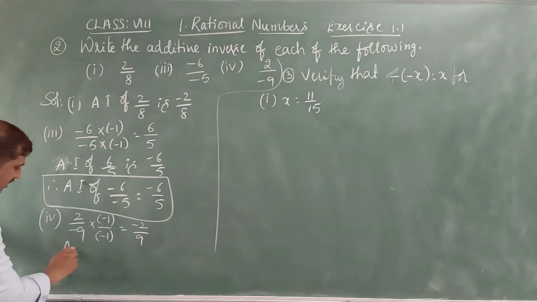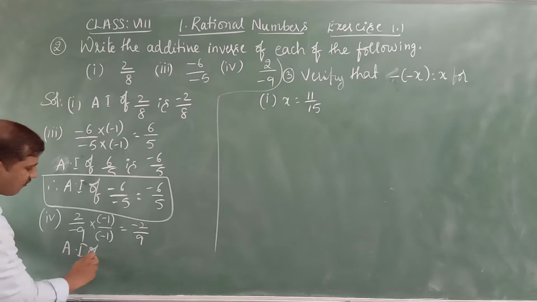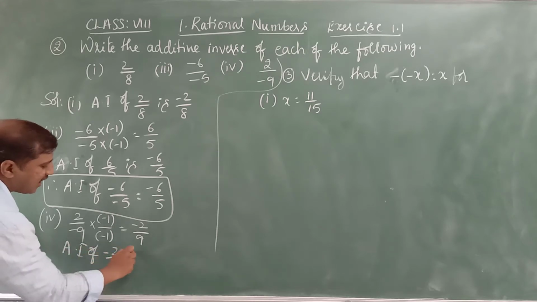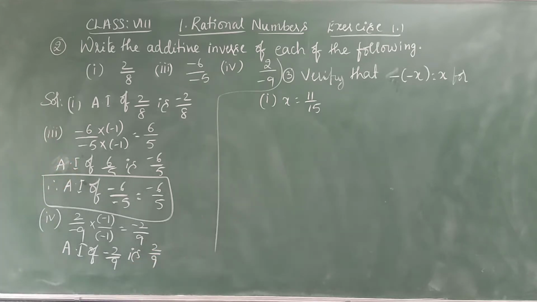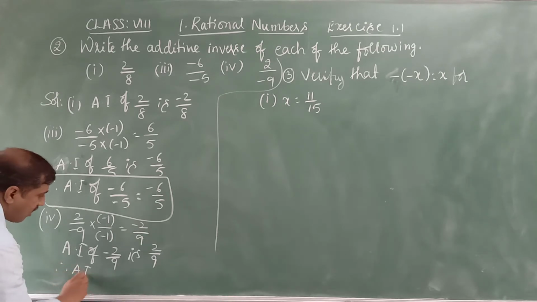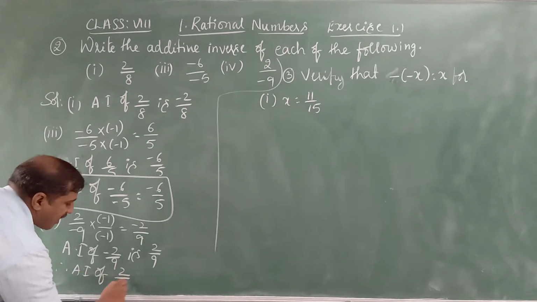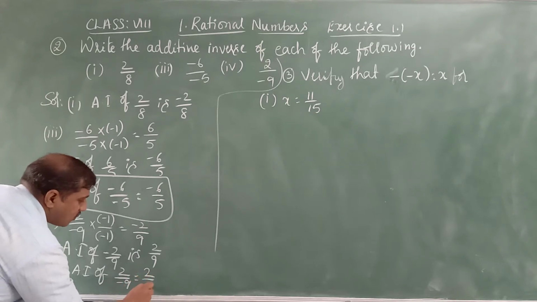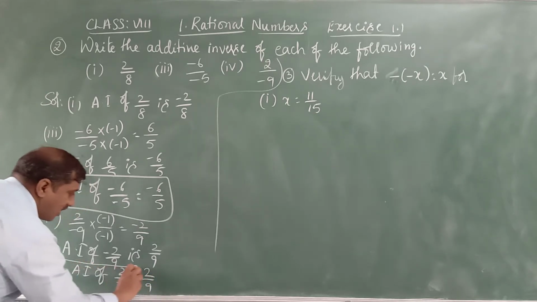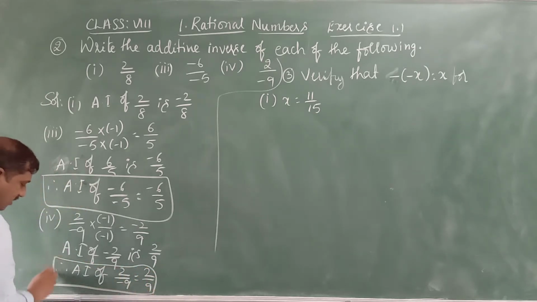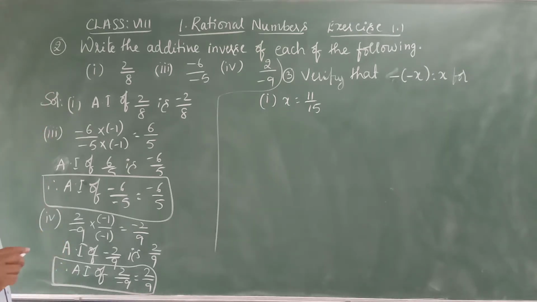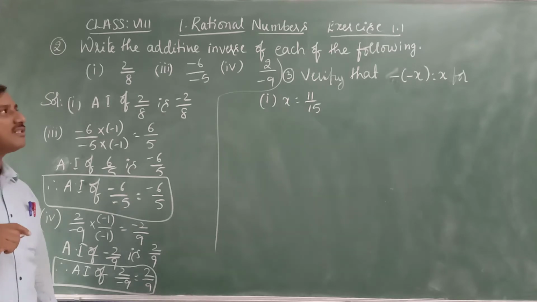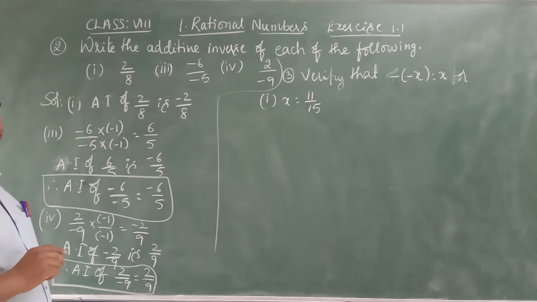Now the additive inverse of minus 2 by 9 is plus 2 by 9. Therefore, the additive inverse of 2 divided by minus 9 is equal to 2 by 9. So convert the rational numbers which are not in the standard form to the standard form, then write the additive inverse. Like this we will find the additive inverse of the following rational numbers.